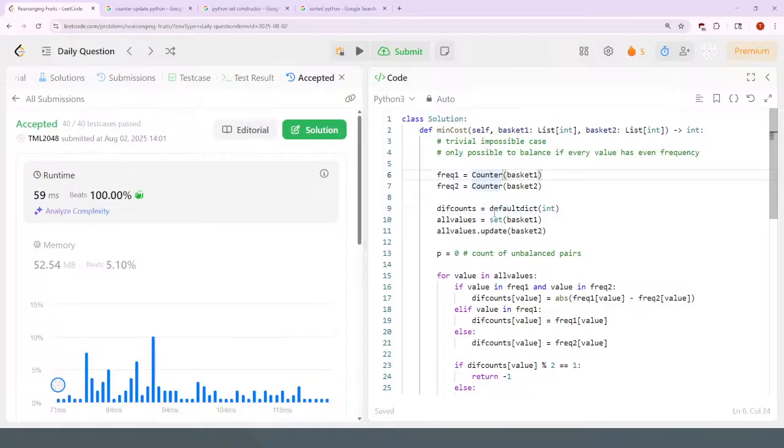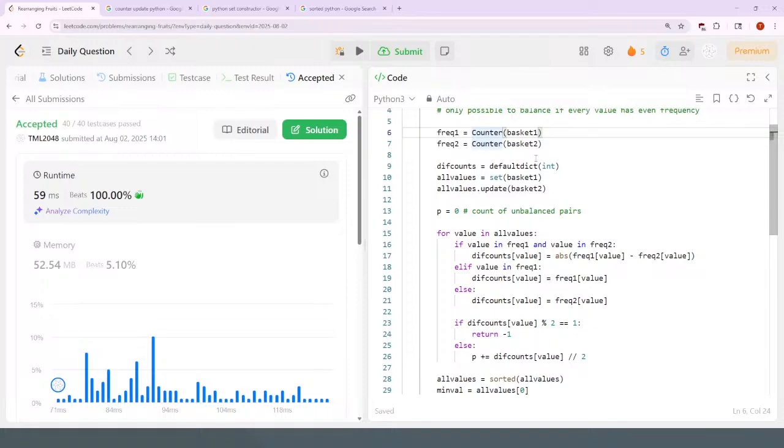All you really care about at that point is the difference between the pairs that are unbalanced and how many of them there are and the values of them. So that's what this early stuff is doing. So finding the values using sets, and then for every value, finding how frequently they occur in both arrays, and finding the difference, because that's really all that matters.